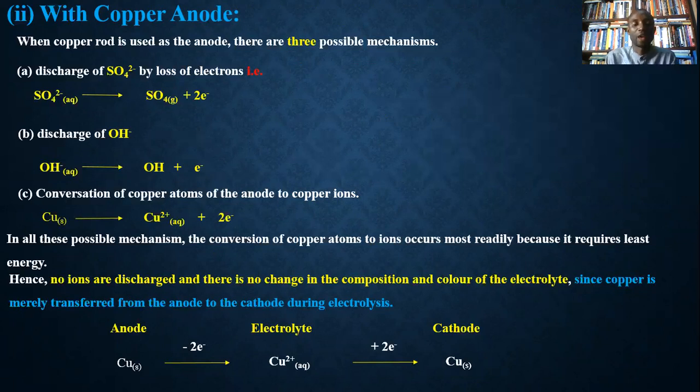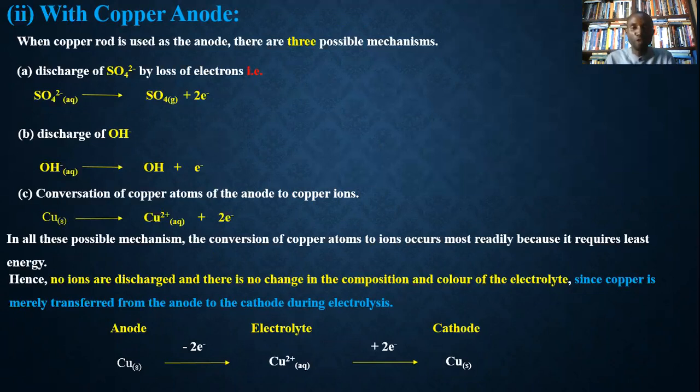copper ions. Now remember, you are using copper as the anode, as the electrode. So here, the ions are discharged and there is no change in composition, because the anode will give up 2 electrons to the electrolyte. And that copper ion will migrate to the cathode, and when it goes there, it will receive 2 electrons.